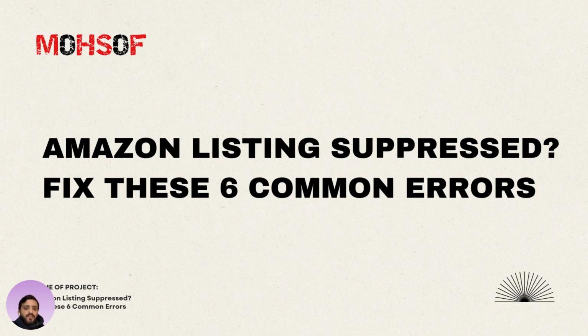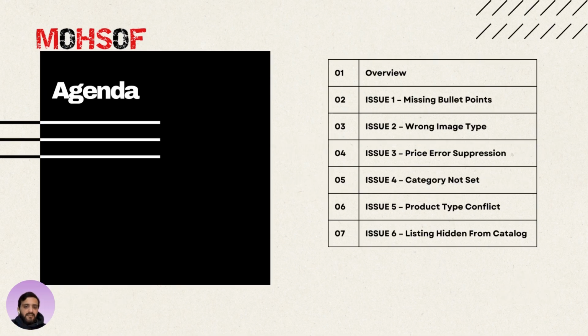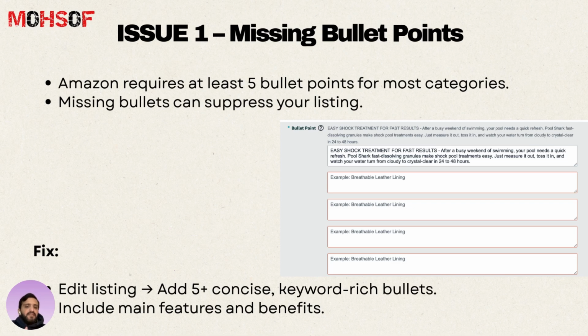What are the six common errors of Amazon listings? Let's discuss that. First error is sometimes your bullet points are missing. You have wrong image type, price suppression, category not set, product type conflict, and listing hidden from catalog. Let me explain why. First point is missing bullet points.